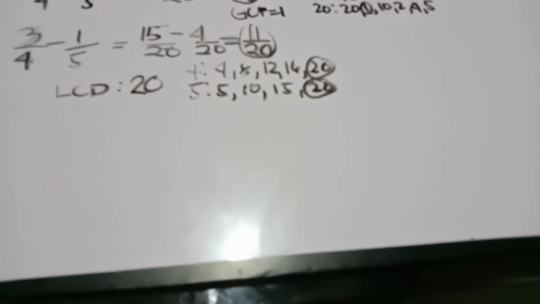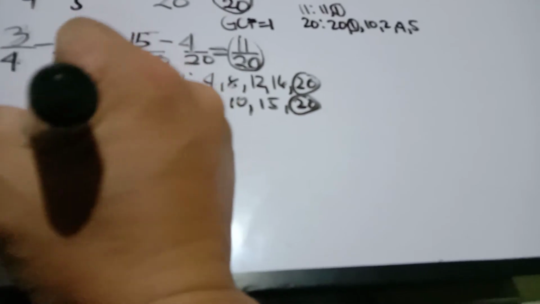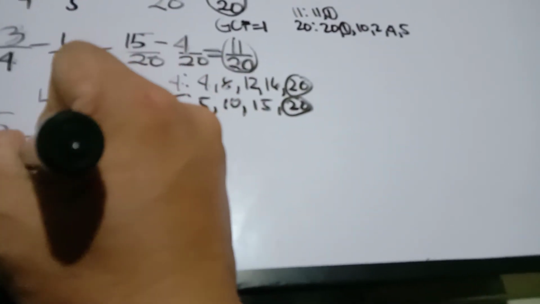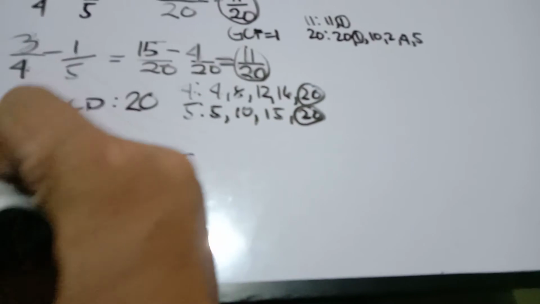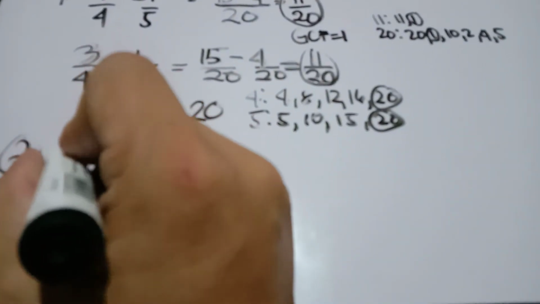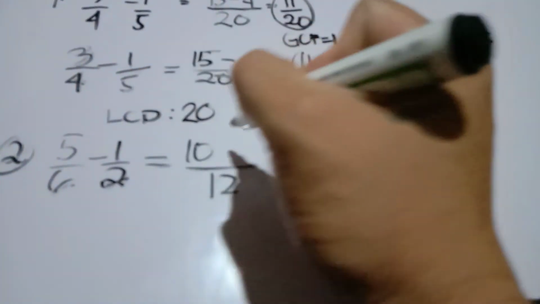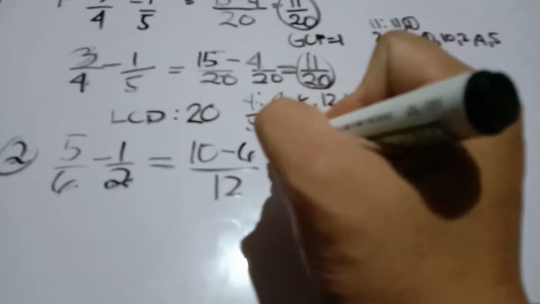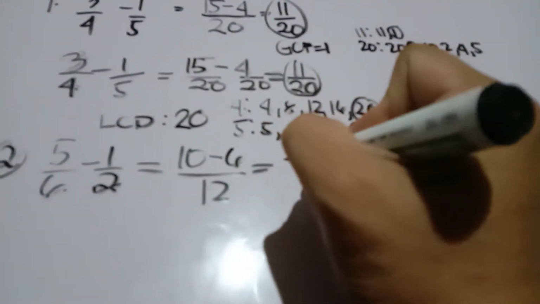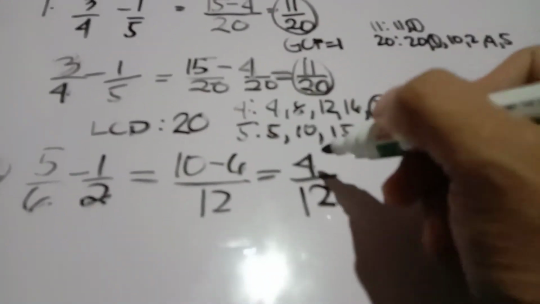Okay, let's have 5/6 minus 1/2. First thing to do, multiply the denominators. 6 times 2 is equal to 12. Then cross multiply: 5 times 2 is equal to 10, and 6 times 1 is equal to 6. Then subtract 10 minus 6, that is equal to 4. Then copy the denominator. So the answer is 4 over 12.